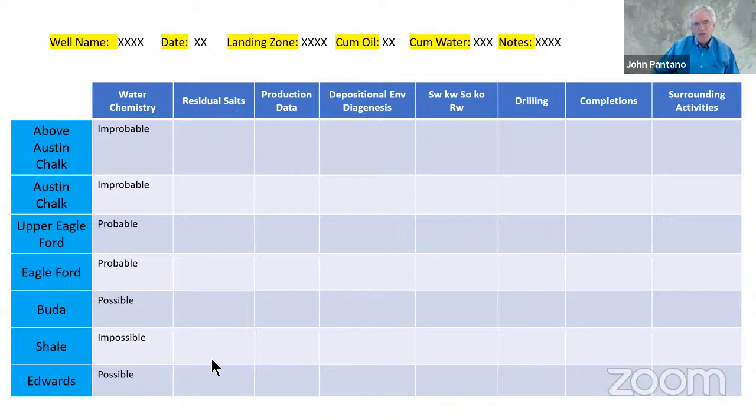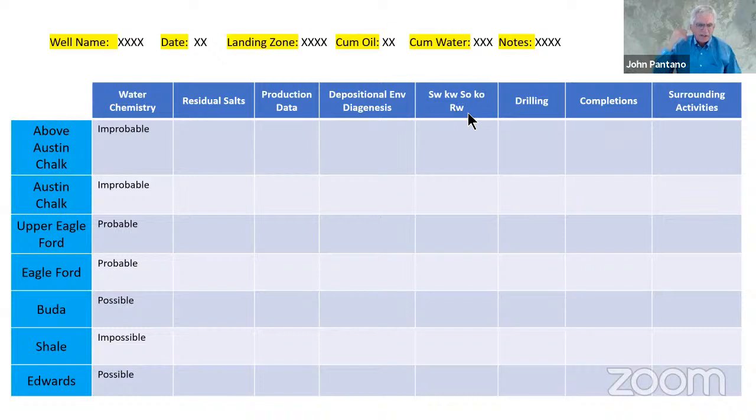By adding the extra dimension of the residual salts, some of these probables or impossibles go from definitely impossible to almost probable. But the interesting thing is these things go on through time. So we want to look at what the production data looks like. And again, that depositional environment sets up what sort of minerals were there and what sort of diagenesis.